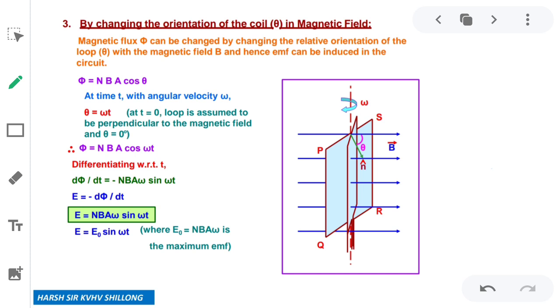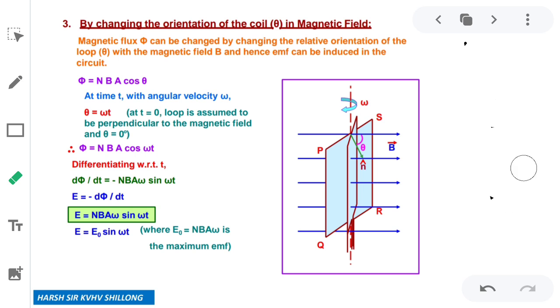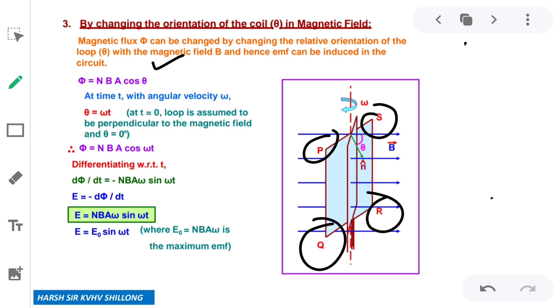Two things you have already discussed to change the flux, that is B and A. Now we'll discuss the third case, that is angle, meaning orientation. We know the formula of flux, that is NBA cos theta for N turns of loop. Suppose we take a PQRS loop of N turns, and we rotate it with angular speed omega in the magnetic field, which is a uniform magnetic field. You can see this is a uniform magnetic field.